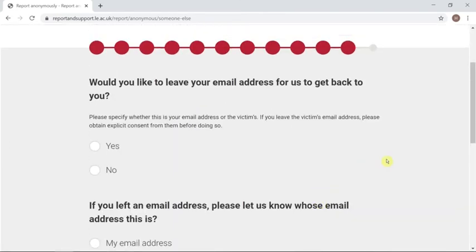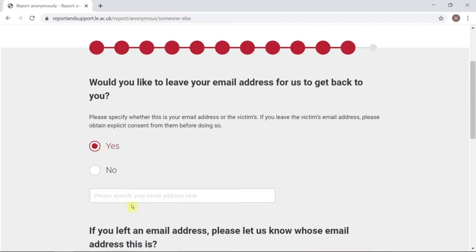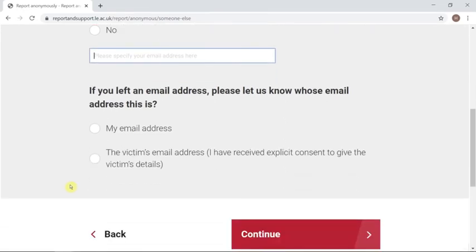Finally, questions 11 and 12 are in relation to whether you want to leave an email address or not. This is particularly important for staff disclosing on behalf of students, so please follow this carefully. If you want to leave an email address, you can select yes, and an email box will be made available for you to fill in. There are 2 possible email addresses you can leave at this stage, either yours or the student's. If you share your own, a member of the Standing Together team will be in touch within 2 working days in order to discuss next steps.